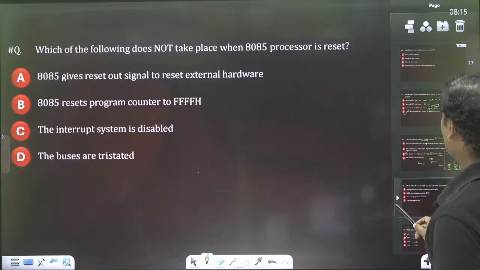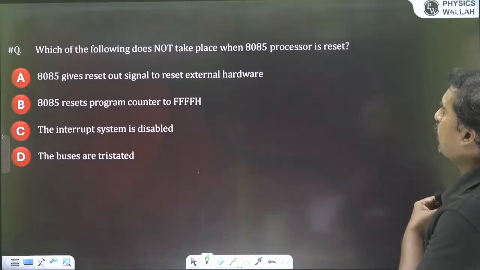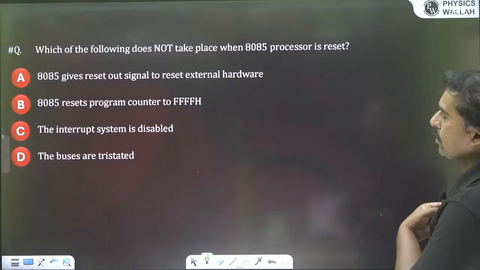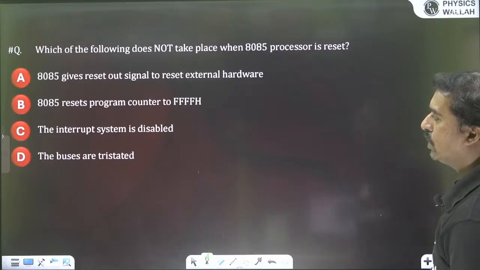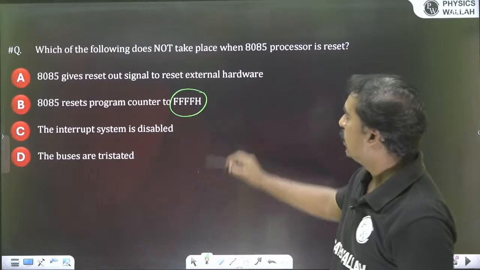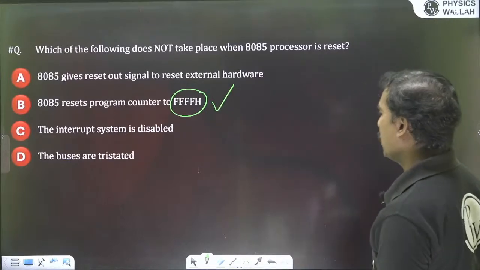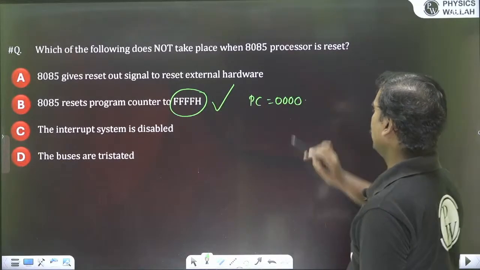What is the answer for this question? Which one of the following does not take place when the 8085 microprocessor is reset? 8085 gives a reset out signal to reset external hardware. 8085 resets the program counter to FFFFH. The interrupt system is disabled. The buses are tri-stated. So the program counter is going to become 0, not FFFF. So this is not going to be executed. PC will become 0000.